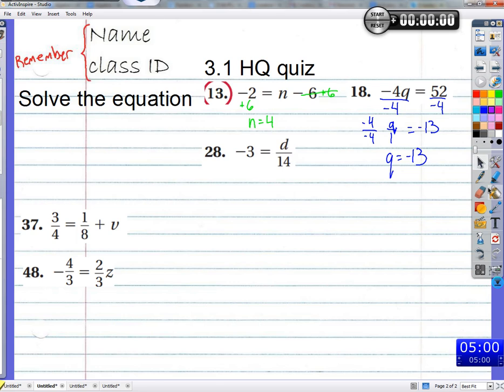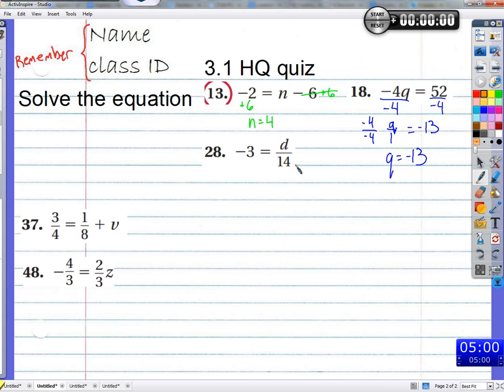Okay. Now, number 28. So the number we want to know the value of is d. We know that if we take d and divide it by 14, then we get negative 3. We know 1/14 of the number that we want to know. We're told 1/14 of it. So the number we want is 14 times bigger than this number, right? This is 1/14 of it. We want something that's 14 times bigger.